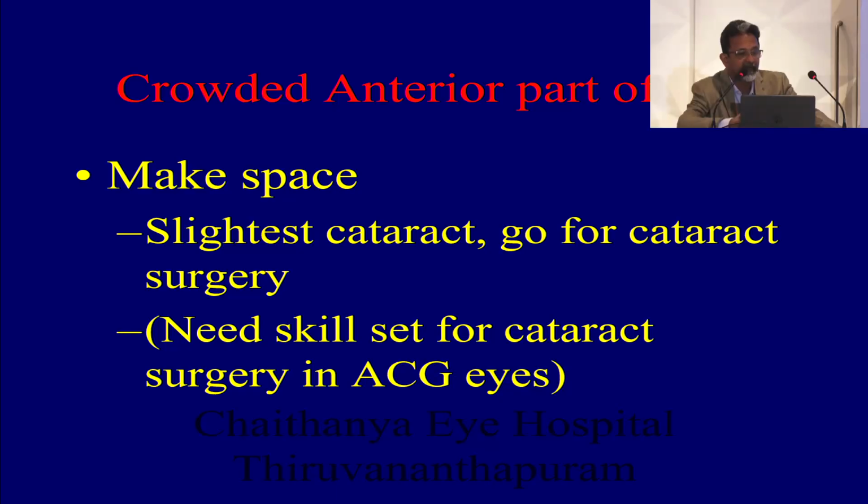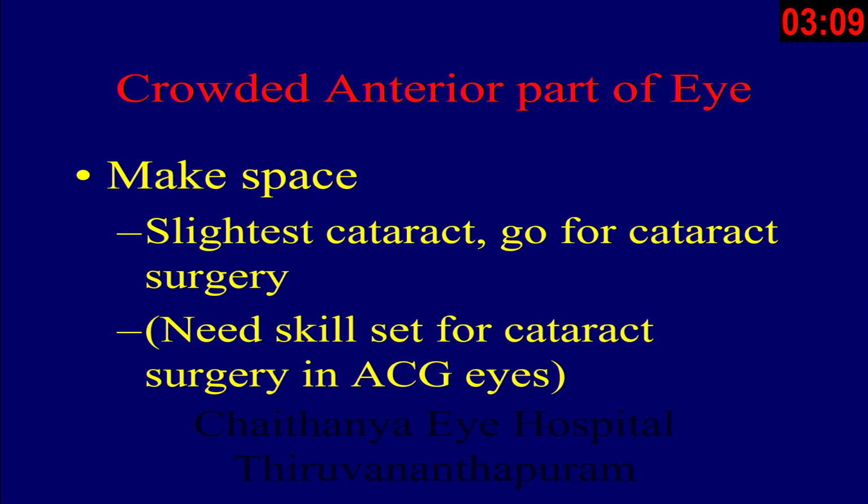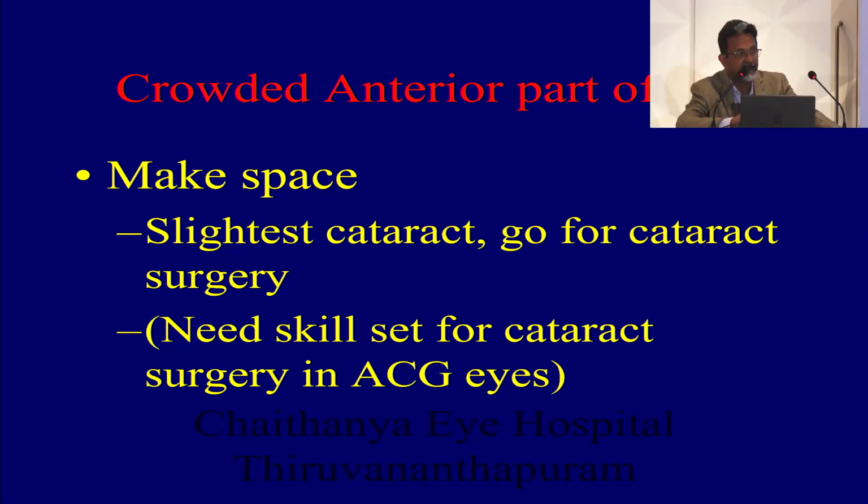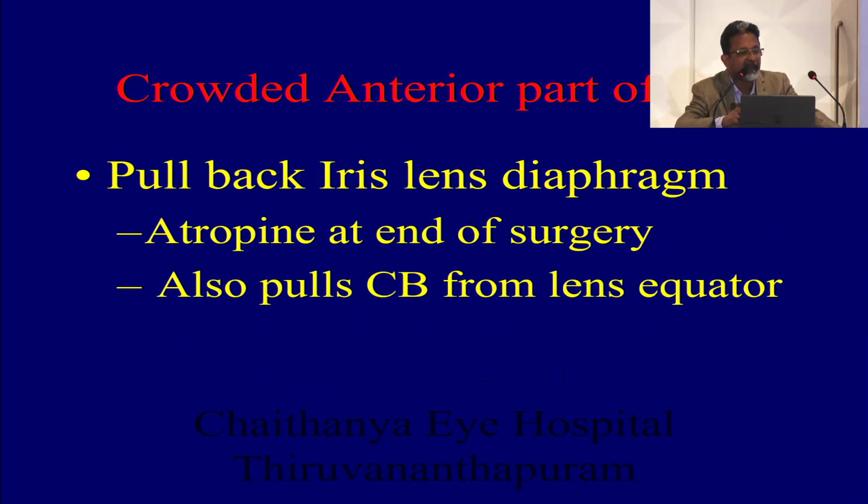With the crowded anterior part of the eye, when there's the slightest of cataract, I would go for a cataract surgery as well in closure when we are thinking of a trab. But as Shefali already said, we have very little space in the anterior chamber and the lens is sticking out a lot more. Doing even a rhexis on these cataracts is difficult. Doing a cataract in a closure needs a different skill set than a regular cataract.